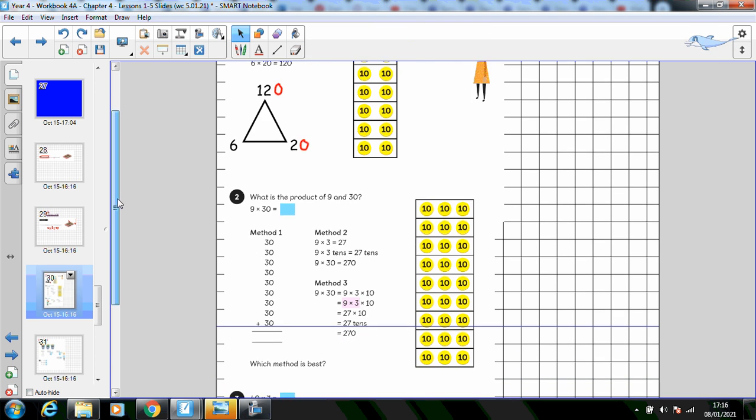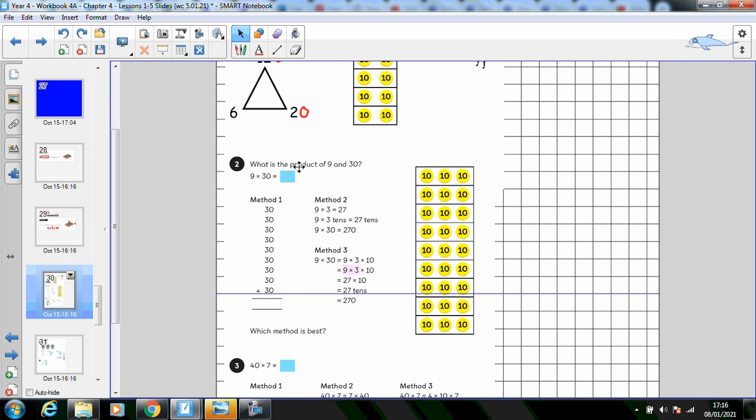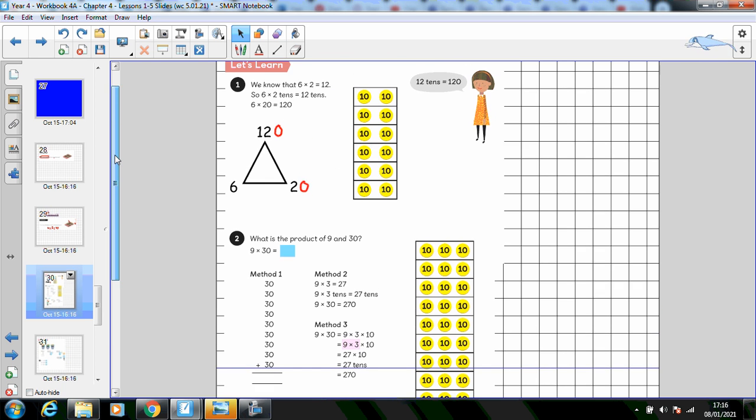I wonder if you could use that method here. We're being asked what is the product of 9 and 30. Yes, do you remember that word product? It means the total of a multiplication. So here we have 9 times 30, or 9 multiplied by 30. Can we use Amira's help?